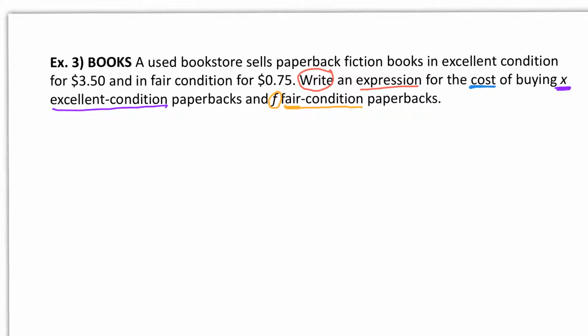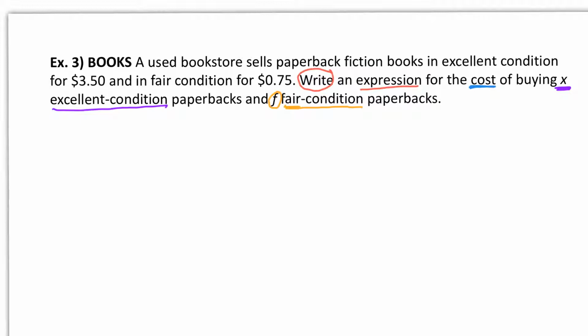When we go back to the beginning, it says here that books in excellent condition are $3.50 and in fair condition are 75 cents. That's 0.75, 75 cents, when they are in fair condition. So the way you can write an expression to know how much you are going to pay, let's make sense. First of all, you have to know how many books you're going to buy. And even more, you have to know how many books are in excellent condition, and how many books are in fair condition.